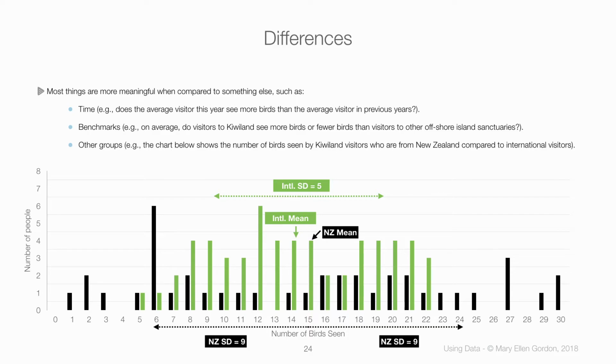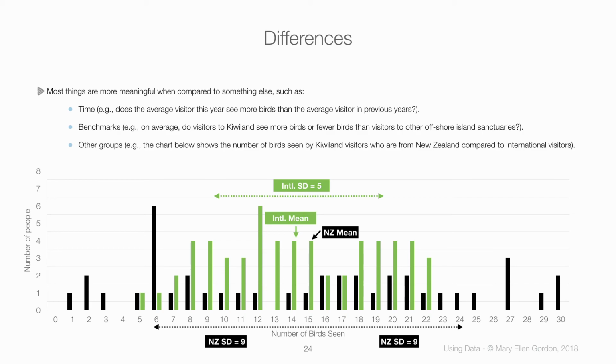Perhaps that information would be important to the conservation groups that are trying to foster the bird populations on Kiwiland. We might also want to compare to some sort of a benchmark. So, for example, on average, do Kiwiland visitors see more birds or fewer birds than visitors to other offshore islands? That might be important to someone like the people who do the promotion for Kiwiland, because if visitors are going to see a lot more birds if they go somewhere else, then maybe featuring the number of birds that you see in Kiwiland isn't as strong of a selling point as something else that they might include in their promotional efforts.